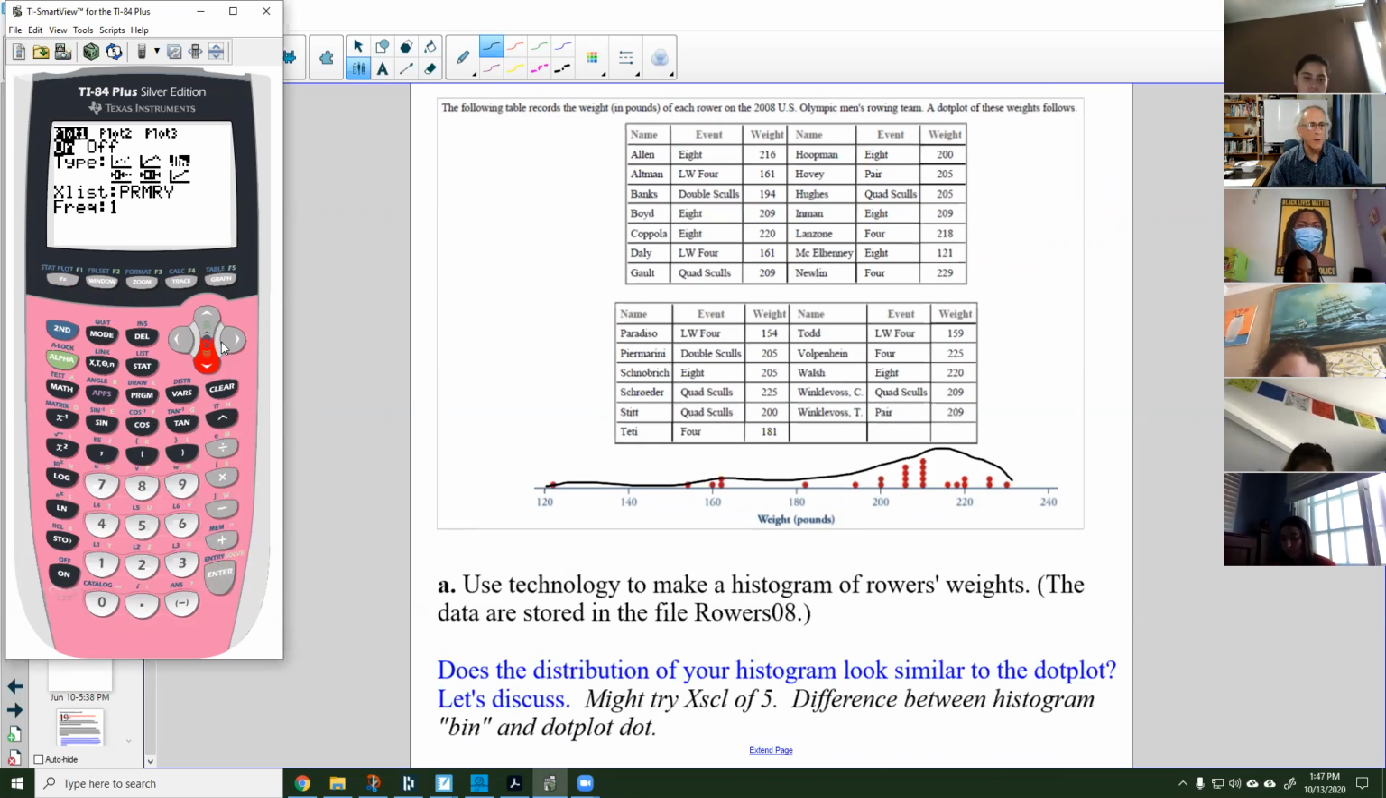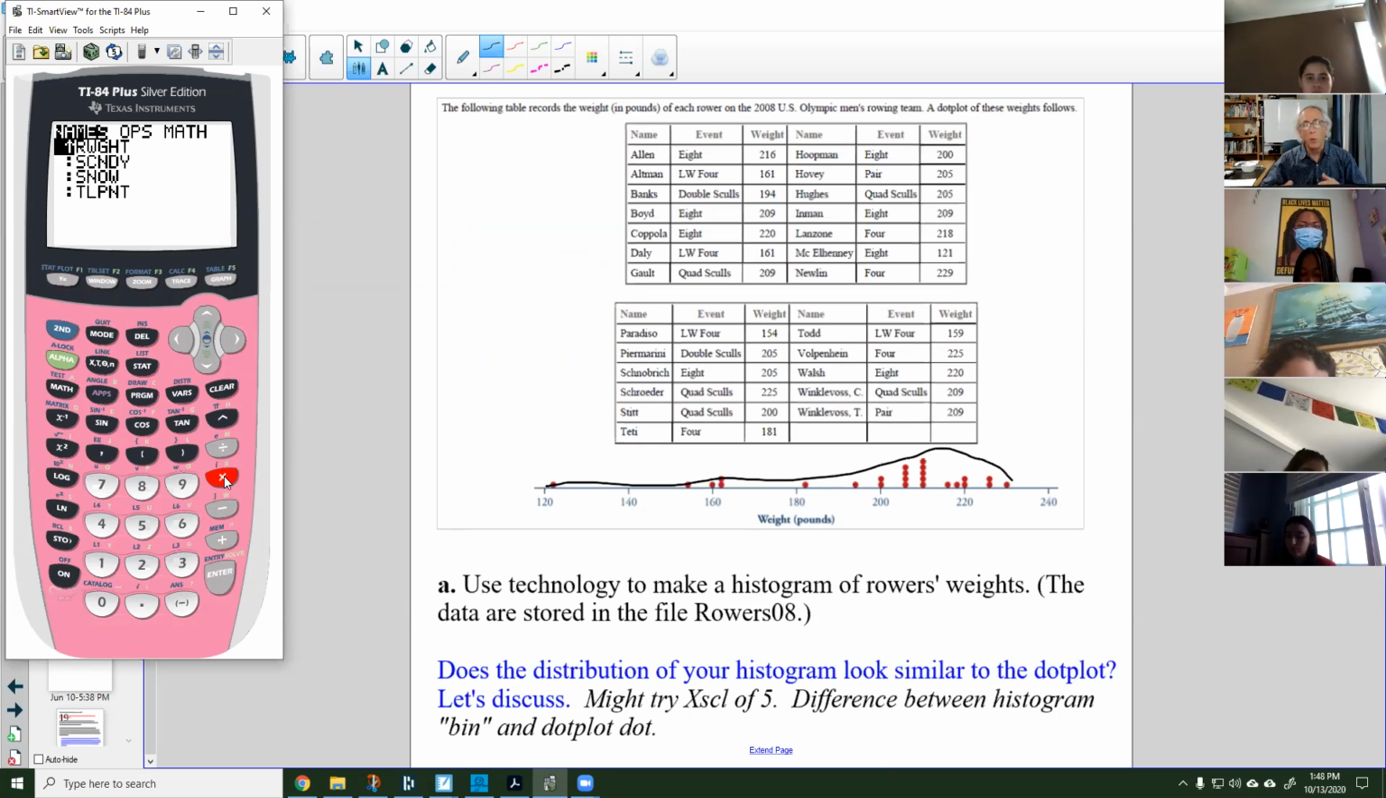And I can see that the type I already have highlighted is the histogram. So that's pretty good. And so I can scroll down to the X list. And for the X list, the file is called rowers 08. So I'm going to go second list. And I have a big list of files in there now. So if I want to get closer to the rowers one, I can go alpha and then look for the R, which is right above the multiplication sign, and it'll take me to the R's. Did I show you guys that yet? Or is this a first?